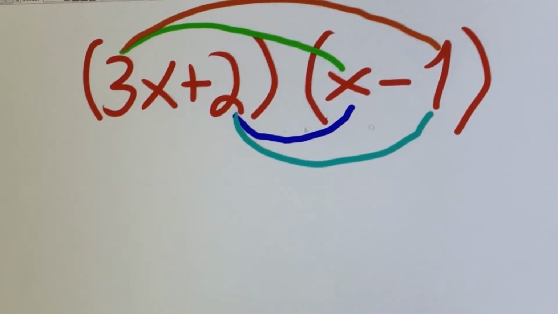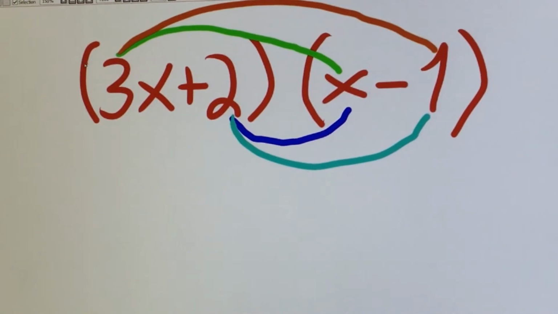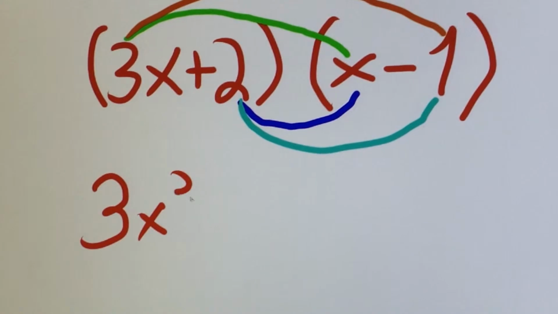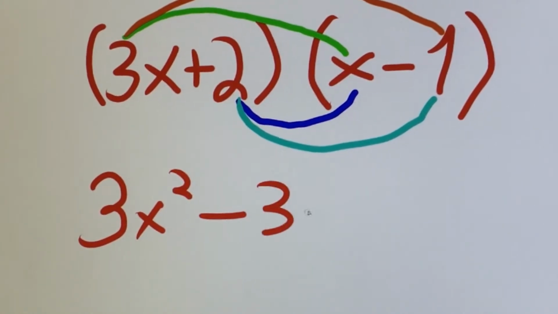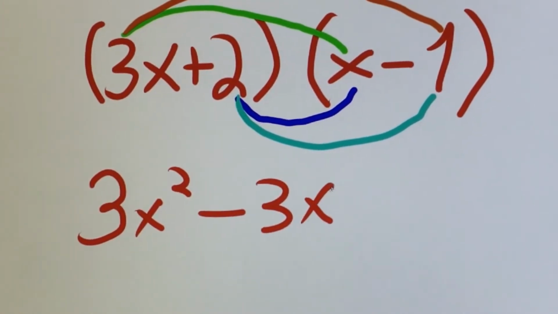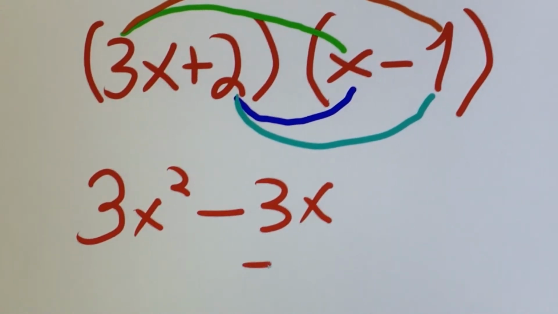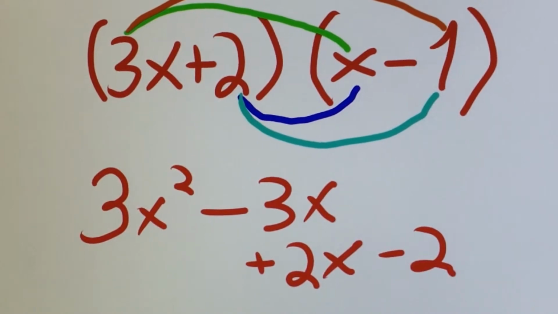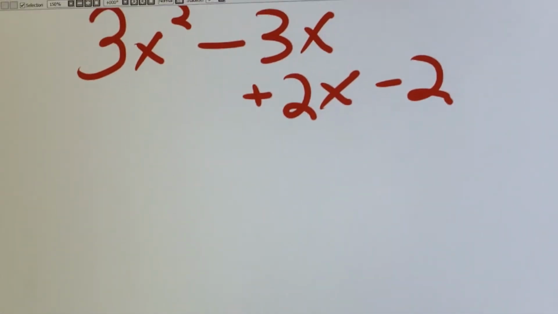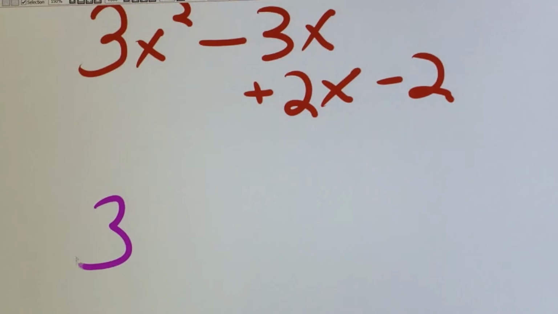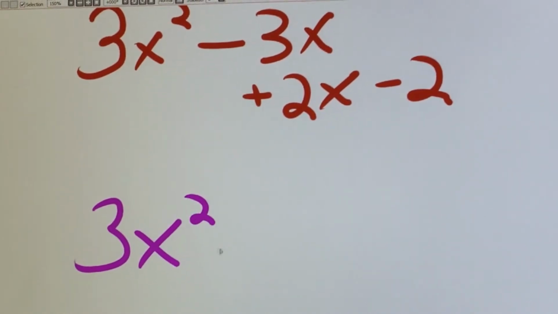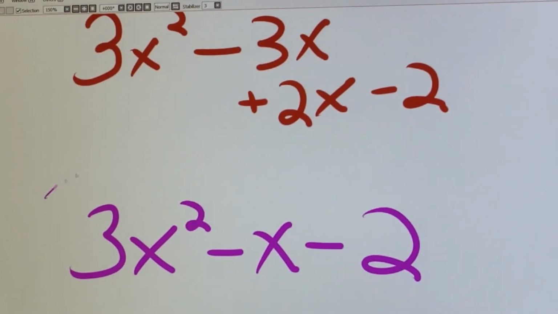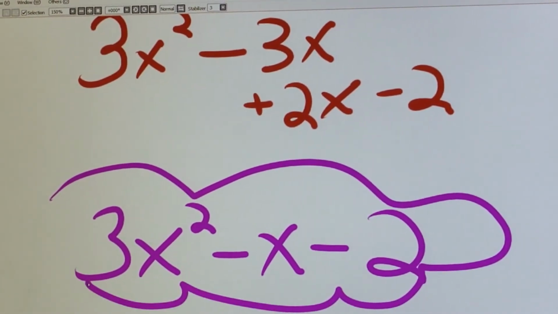we're going to do last. And so as a result of this, you would get 3x squared minus 3x. And you will also get a positive 2x and a minus 2. And all together, this is going to equal 3x squared minus x minus 2. Now we're going to put a pretty little bubble around it.